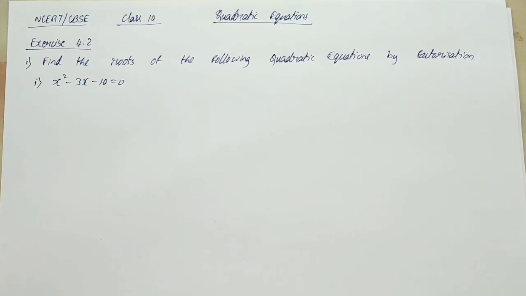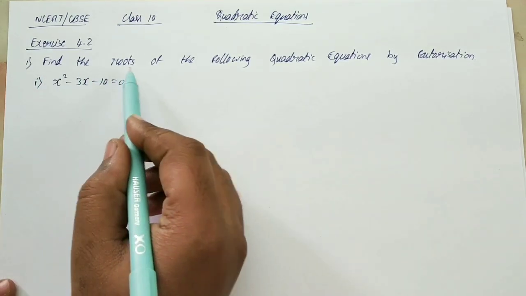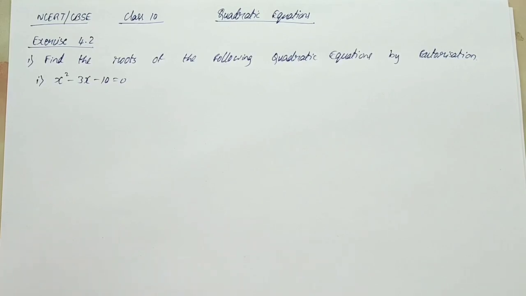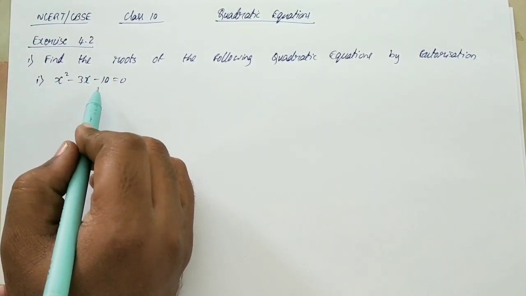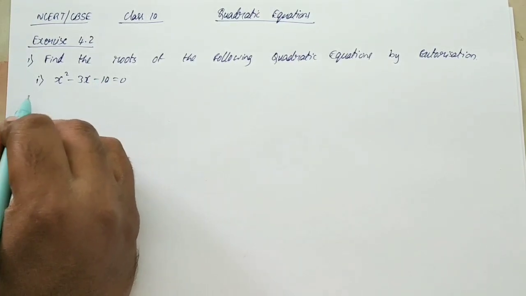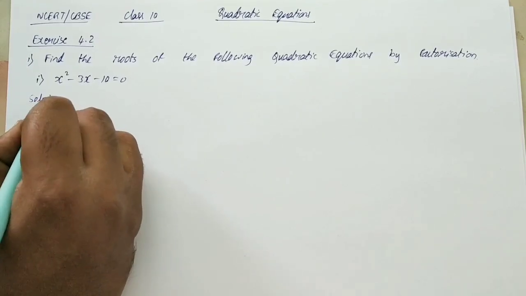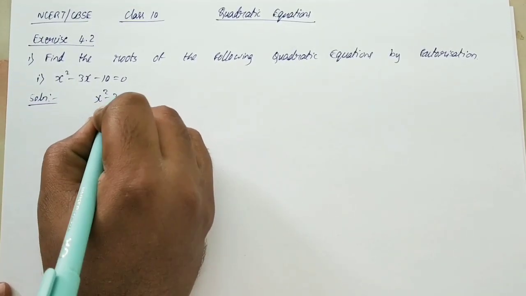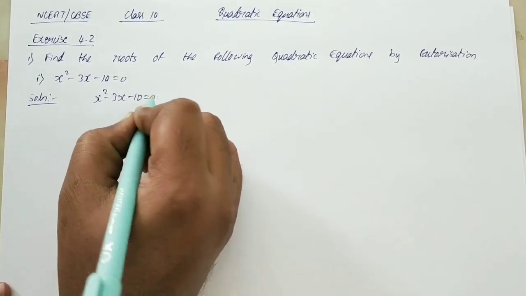Today we are going to solve exercise 4.2, first question of the chapter quadratic equation. The first question is: find the roots of the following quadratic equation by factorization. So we have to find the roots by factorization, right? The first equation is x square minus 3x minus 10 is equal to 0.